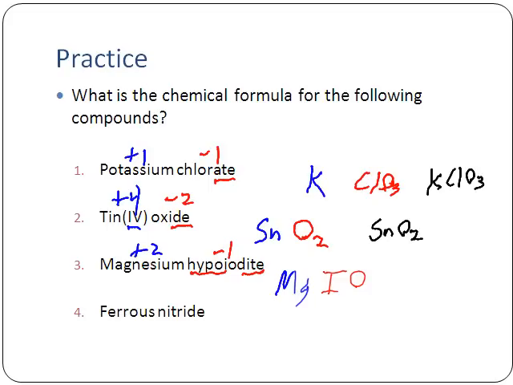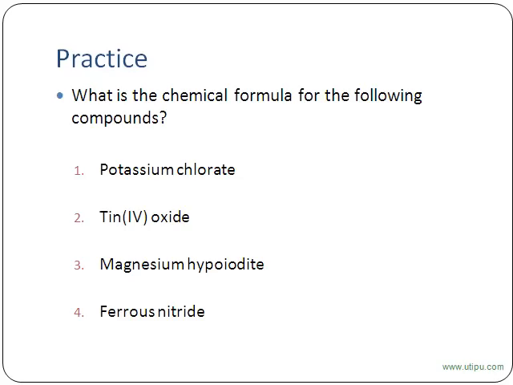But we do have to balance this, because we're going to have 2 hypoiodites to balance out that +2 on magnesium. And so we have to have 2 of those right there to get it to balance. And so this is what we have: Mg, open parentheses, IO, close parentheses, 2. And that's going to be magnesium hypoiodite. The next one that we've got here is going to be ferrous nitride.